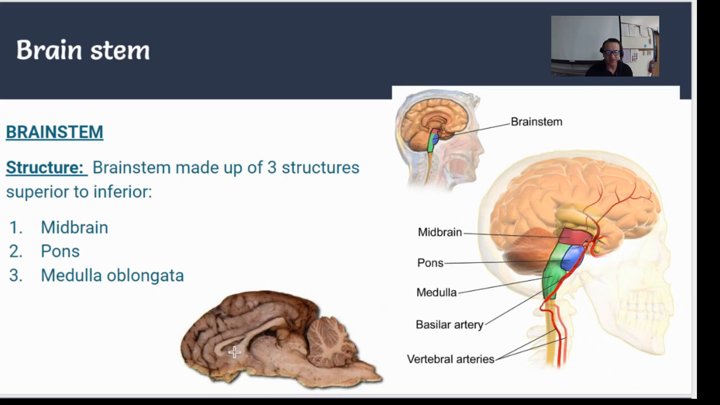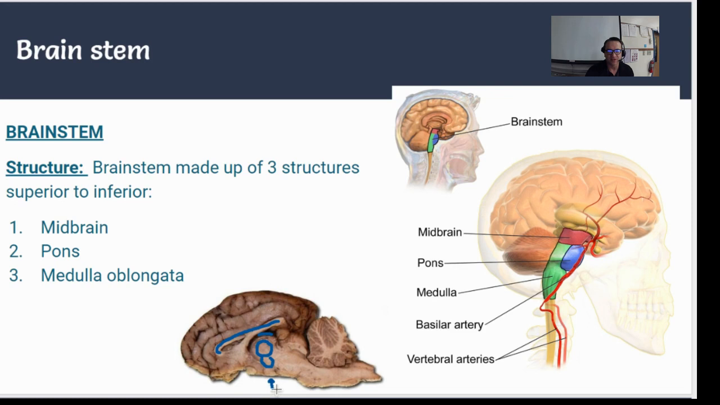In the sheep, here's a review of some important structures. Right here is the corpus callosum. Remember, that's the commissure that connects the right and left cerebral hemispheres. Here you've got the lateral ventricle. Remember, ventricles are filled with cerebrospinal fluid. Right here, we'd have the thalamus. Just inferior to that, we'd have the hypothalamus. Pituitary gland would be right there.